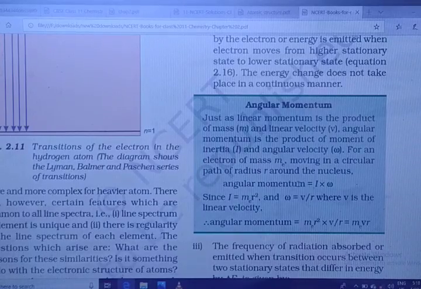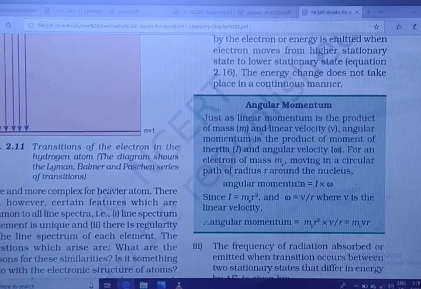For an electron of mass me, all of you know the electron will revolve around the nucleus, so the electron will have some mass. You know the mass of the electron is 9.1 times 10 to the power minus 31 kg. So moving in a circular path of radius r around the nucleus, what will be the angular momentum? Angular momentum is the product of inertia and angular velocity, so I is the inertia and omega is the angular velocity.